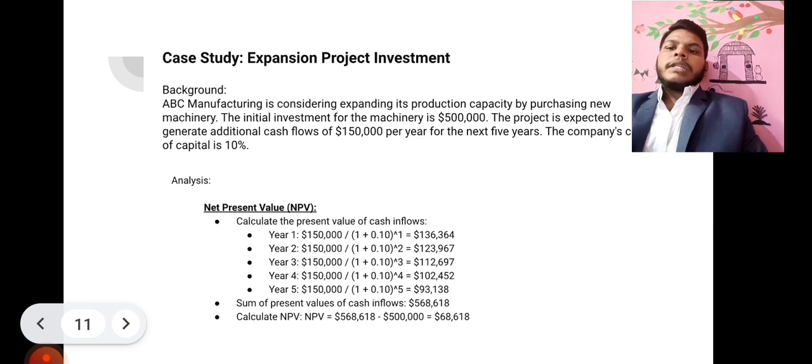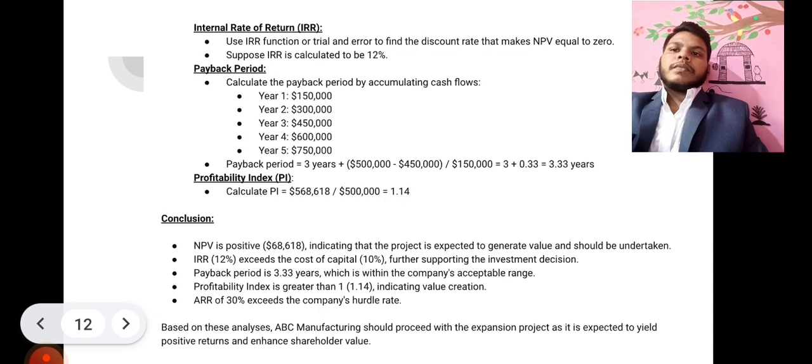In this case study, ABC Manufacturing is considering expanding its production capacity by purchasing new machinery. The initial investment of the machinery is $5 lakh. The project is expected to generate additional cash flow of $1,50,000 per month for the next 5 years. The company's cost of capital is 10%. You can refer to this method for the solutions.